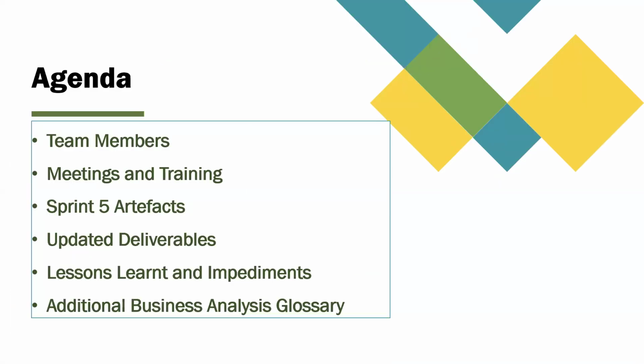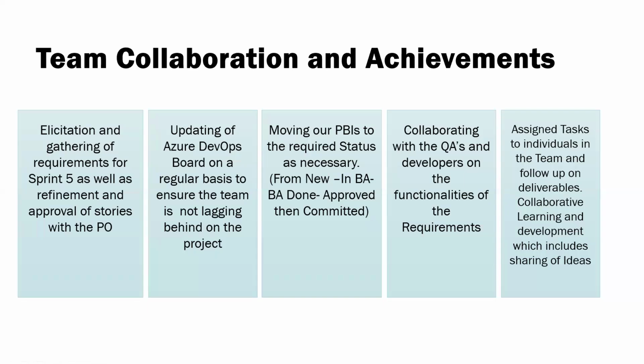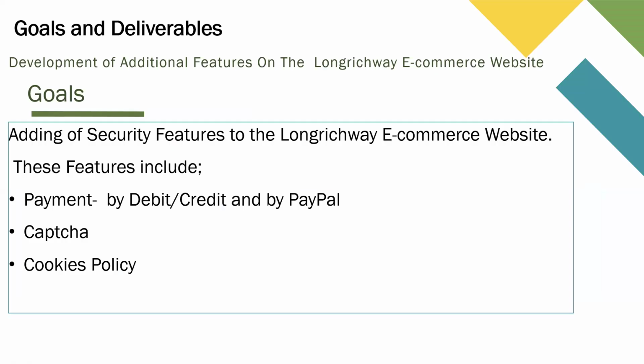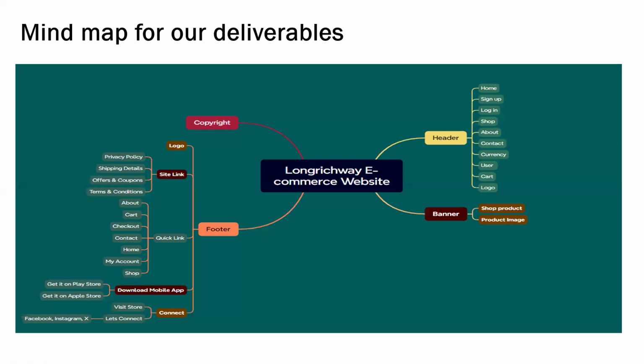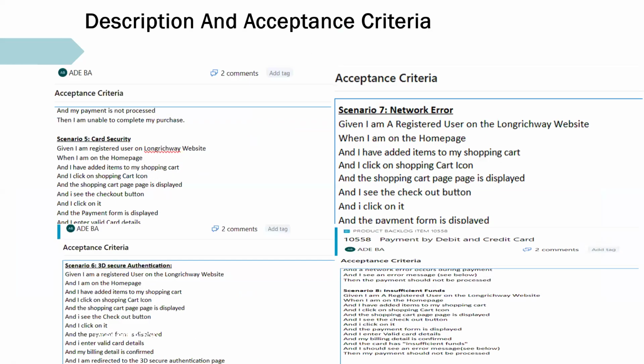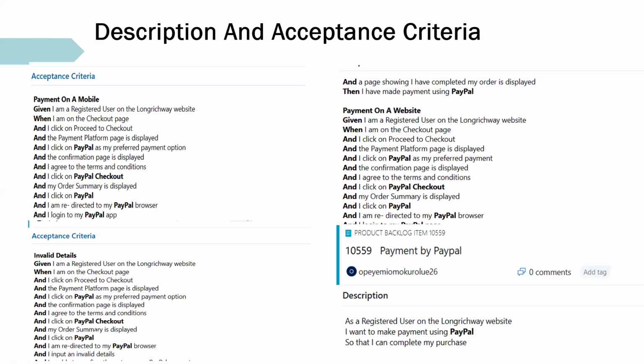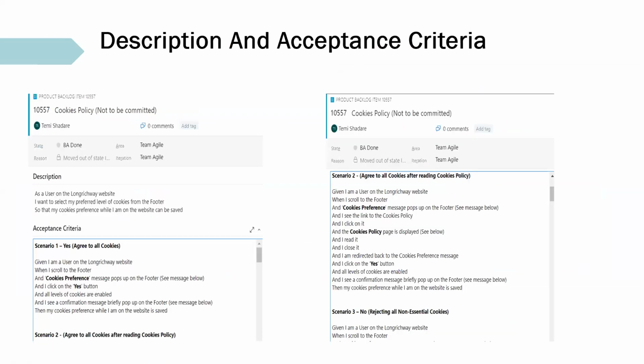Then sprint 5, the agenda, the team again, meetings that were held, sprint ceremonies, the team collaboration and the achievements that were had, the glossary, goals and deliverables for the sprint, my mind map for the deliverables for BAs, then the development of PBIs. These are samples of PBIs that were written, more PBIs, and the description and acceptance criteria, more of them.